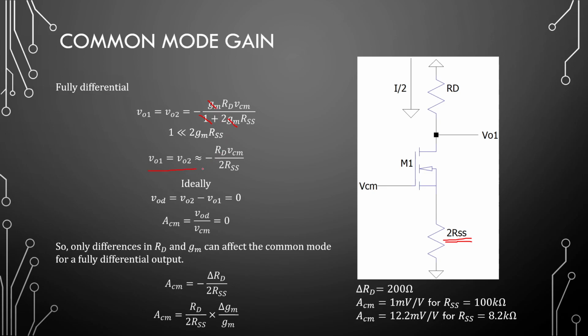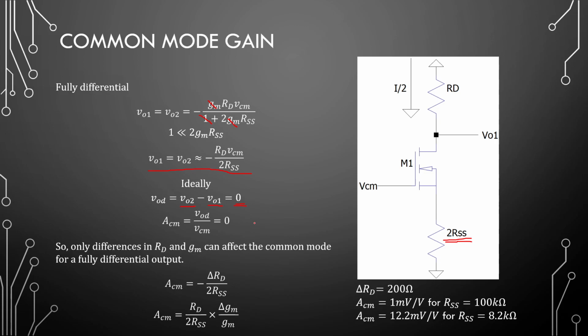we will find that V out 1 is equal to V out 2 is our drain resistance divided by 2 times our source resistance, and that is the amplification for a common mode signal. Right, so if we look at these individually, we will see that the common mode signal is multiplied by RD over 2 times RSS. Ideally, when we're doing fully differential, we will subtract V out 2 and V out 1, and if these things are exactly the same, the output will be equal to 0.